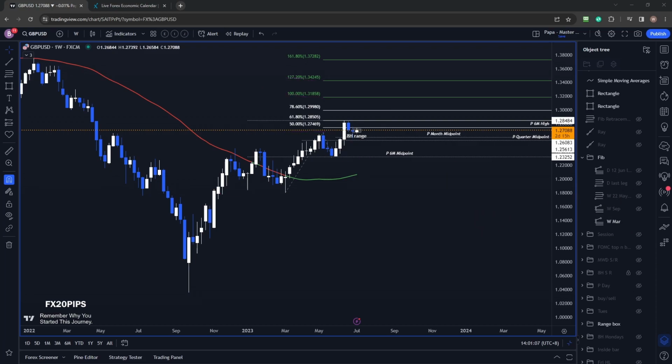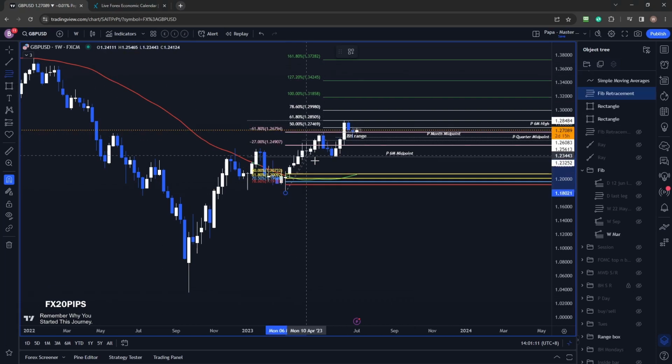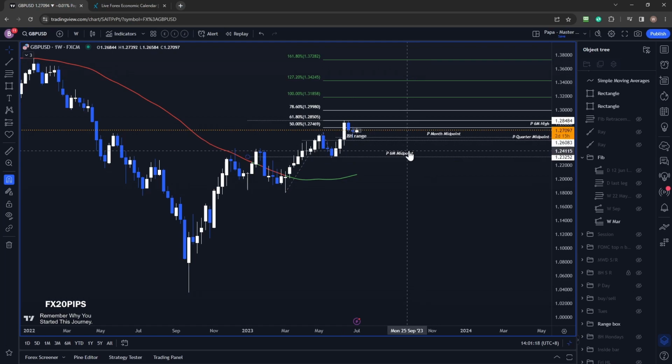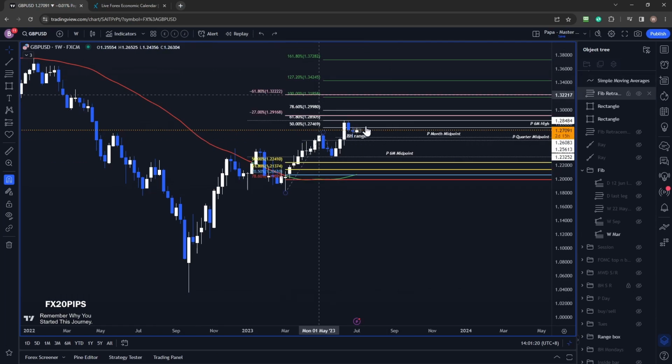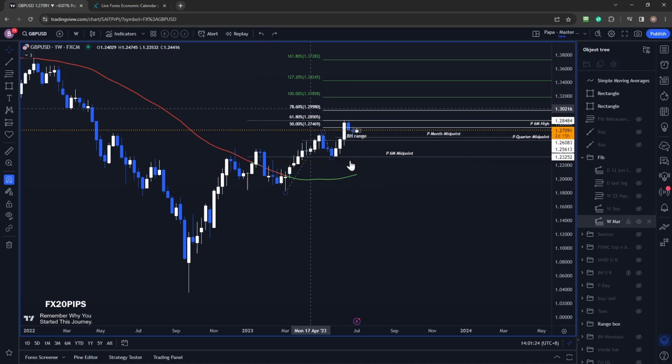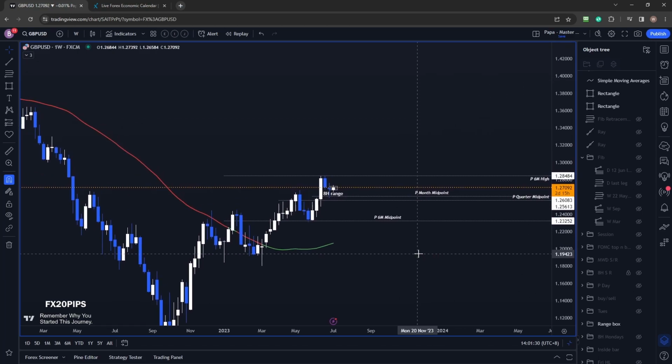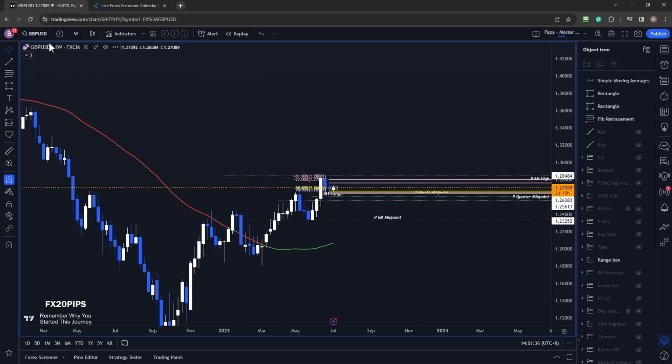So these are some of the fib extensions that I have saved, just to give you an idea. This is about less than 50%. Let me just do that again. Okay, 1.33. So these are some of my fibs and fib extensions of the higher time frame that I'm looking at.